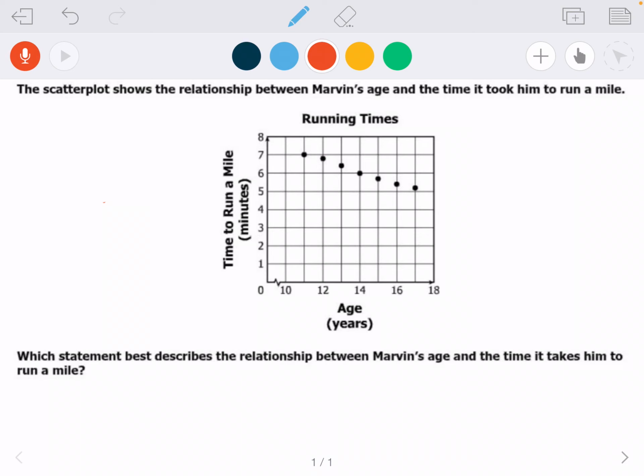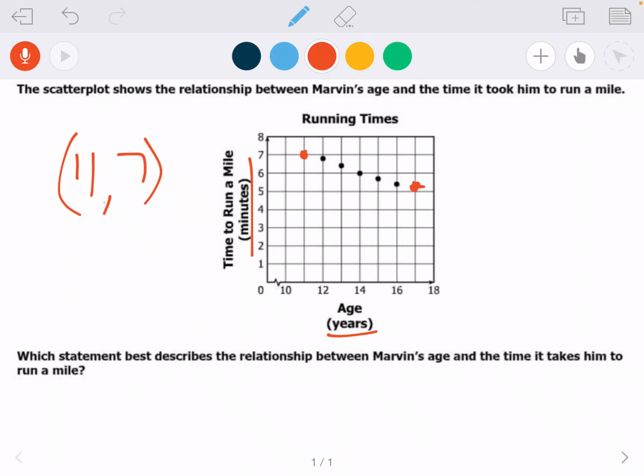On this graph, let's look at these two points. These are the extremes, the furthest left and the furthest right. This point on the left, our age is on the bottom. If we look at that point and we look where it is on the y-axis, this is when Marvin was 11. The y-axis shows us how many minutes it takes him to run a mile. So it took him about 7 minutes to run a mile when he was 11 years old.